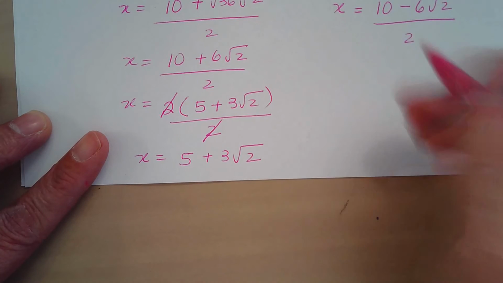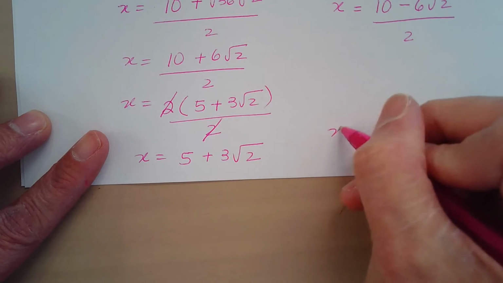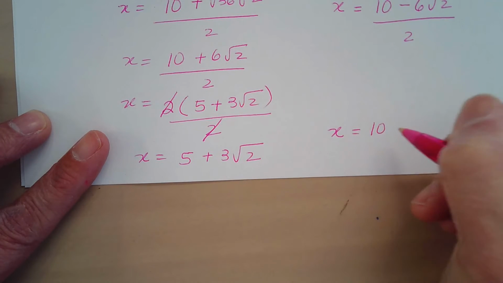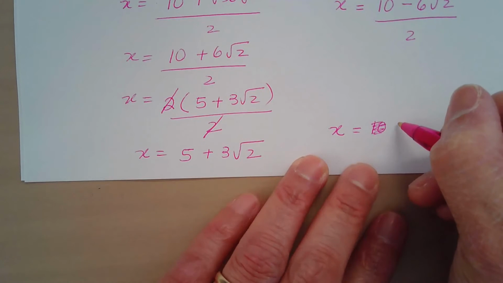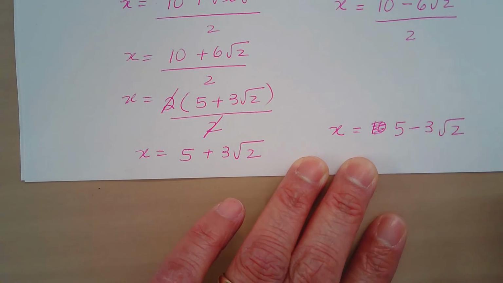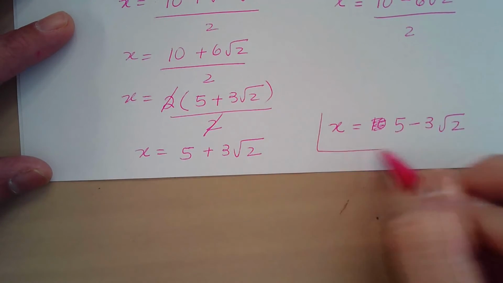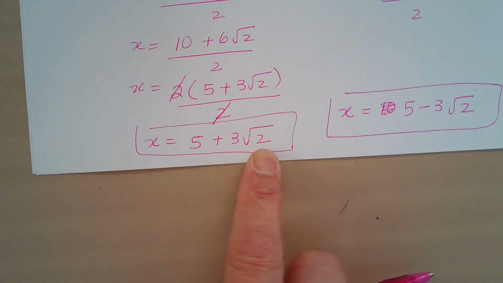And then the other one is almost exactly the same, except that it's negative. So it's 10. Oops, sorry. I said it's going to be the same. So it's going to be 5 minus 3 root of 2. So these are your two solutions. And these are the exact values.